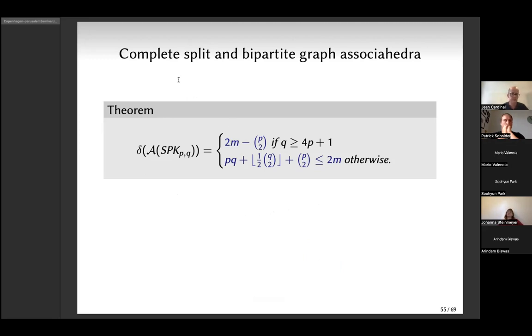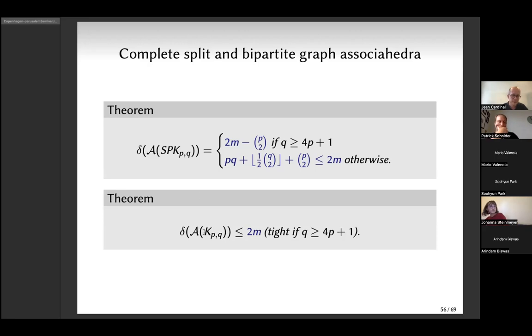Because they're also trivially perfect graphs. But here, depending on the relation between Q and P, like if the clique is large or small with respect to the independent set, we have different values. So this is 2m minus P choose 2, okay? If Q is sufficiently large, there's this expression there, so I leave the details out.